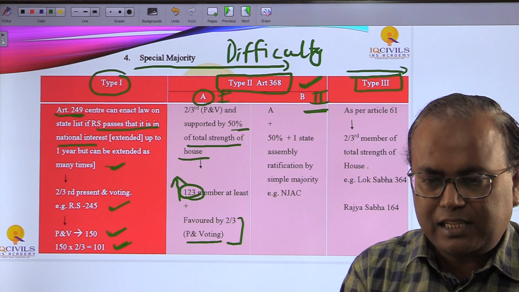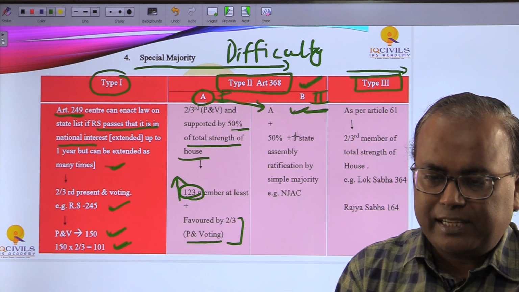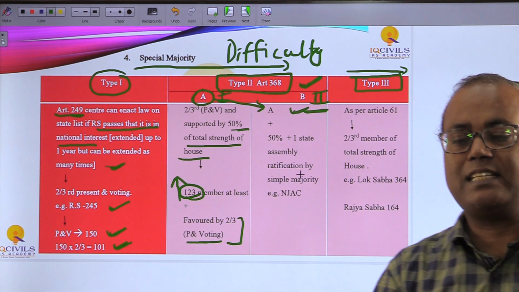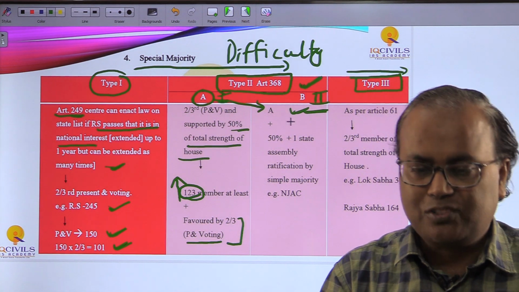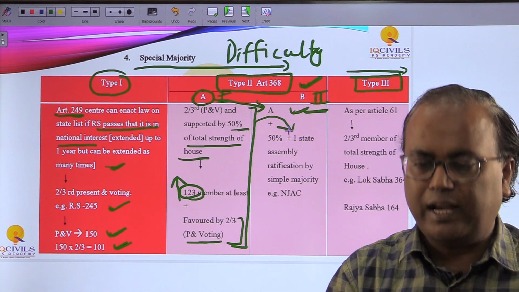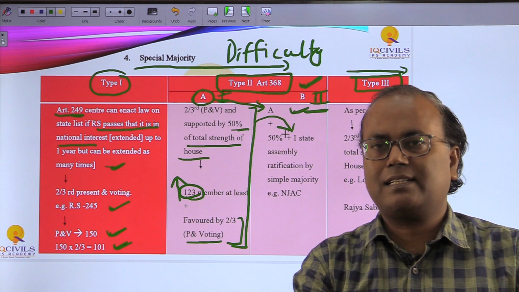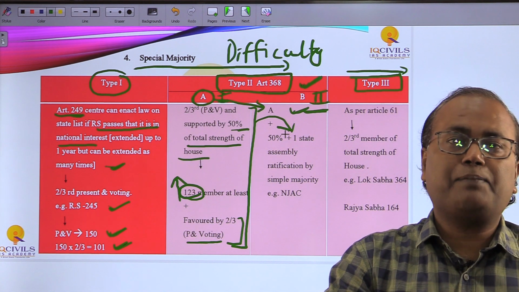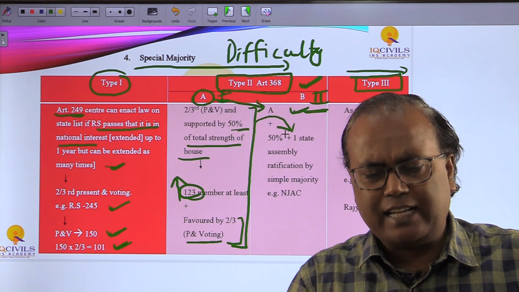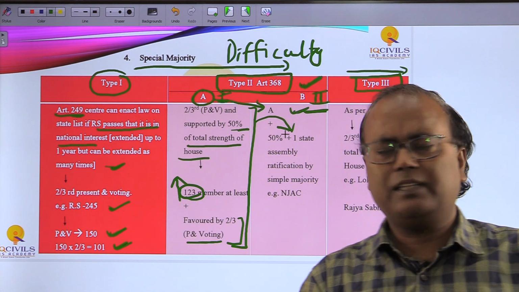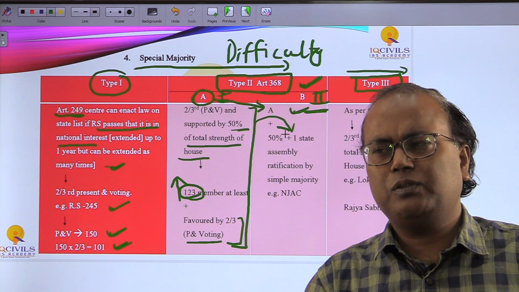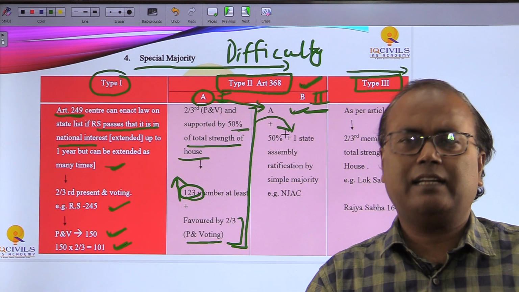The A condition remains there, but it requires an additional condition: that 50% plus 1 of the state assemblies ratify it by simple majority. So you have to manage this, and besides that you have to manage this also. You have to get it passed by the state legislature, and 50% of the total state legislatures in the country. Take the example of the National Judicial Appointment Commission. We will discuss it separately later, once we go through the judiciary and the changes there.